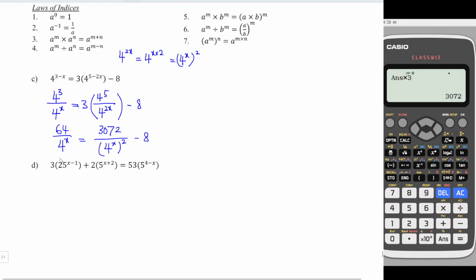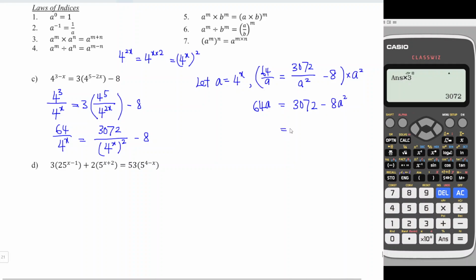Up to this point, if we can see the pattern, basically we are able to convert this equation to quadratic form. If we are not familiar with this, it doesn't matter, we can let a be equal to 4 to the power of x, which means that we will obtain 64 over a is equal to 3072 over a squared, minus 8. And we times the whole equation by a squared. So a squared over a equals a, so 64a. A squared over a squared is 1, so 3072 minus 8 times a squared.